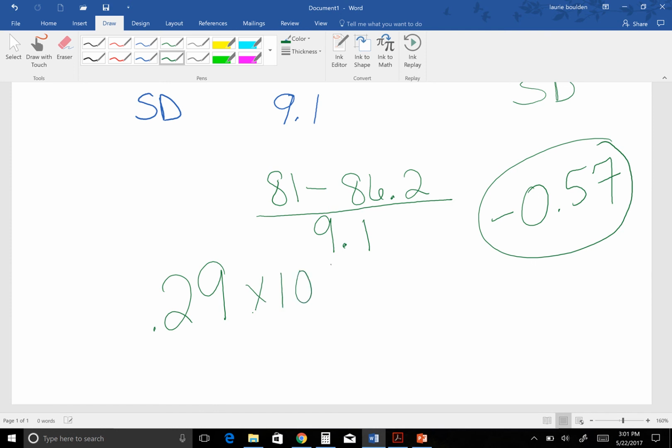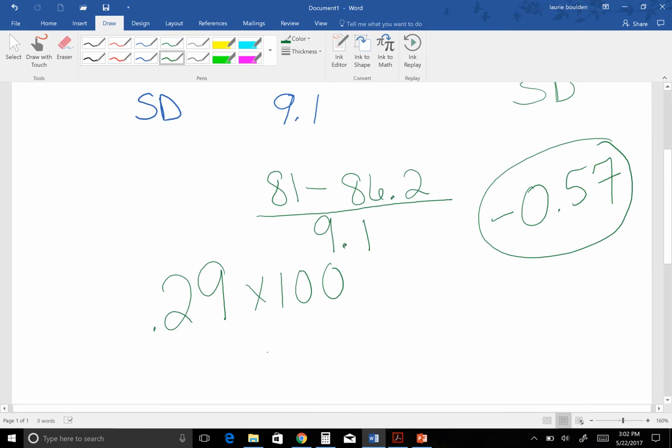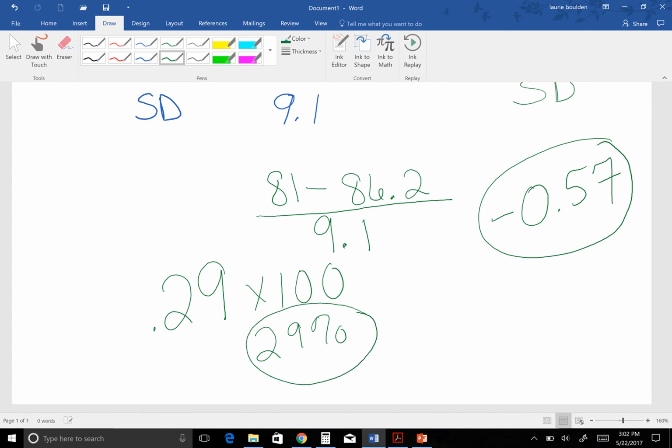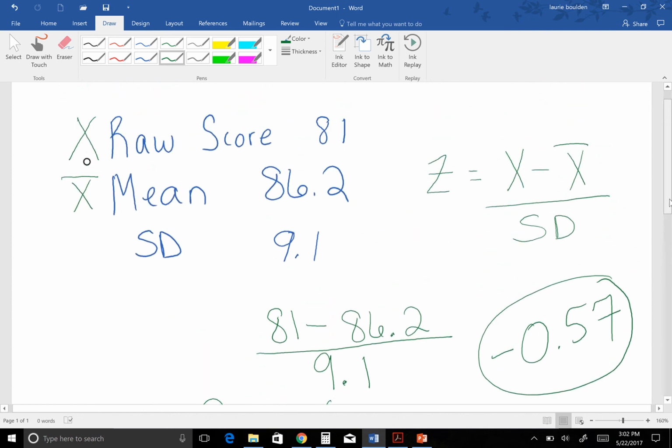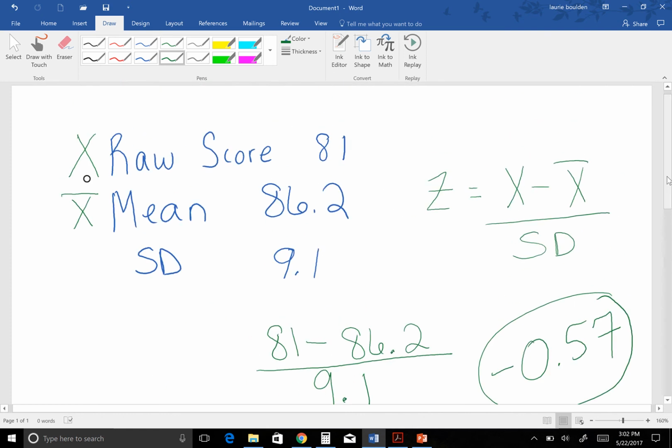We want to multiply that times 100. And that gives us 29%. So 29% of the time, there is a chance, the probability that a score of 81 could occur. So that's not a real high probability. And that's basically what the z-score is telling us. So hopefully this exercise helps you with calculating the z-score for exercise 17.3.